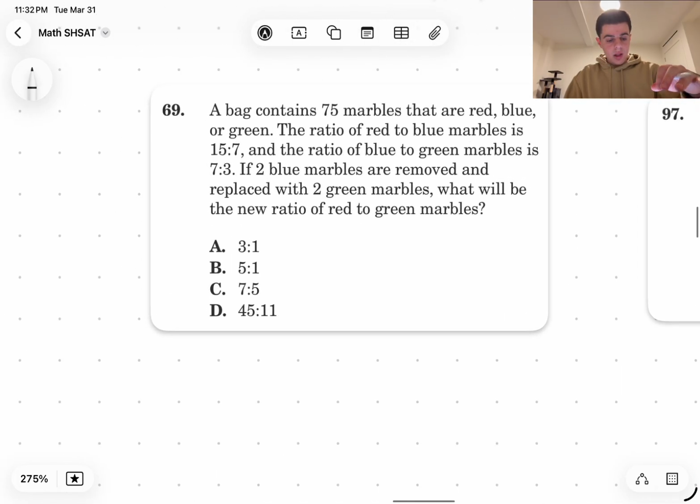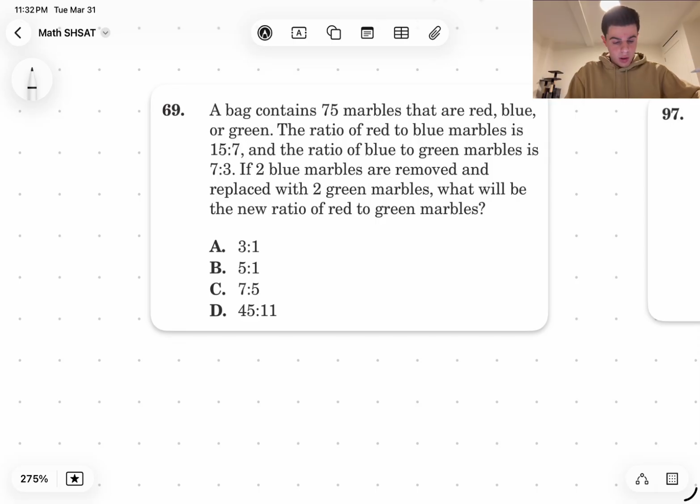Here, our first question says, a bag contains 75 marbles that are red, blue, or green. The ratio of red to blue marbles is 15 to 7, and the ratio of blue to green marbles is 7 to 3. If 2 blue marbles are removed and replaced with 2 green marbles, what will be the new ratio of red to green marbles?